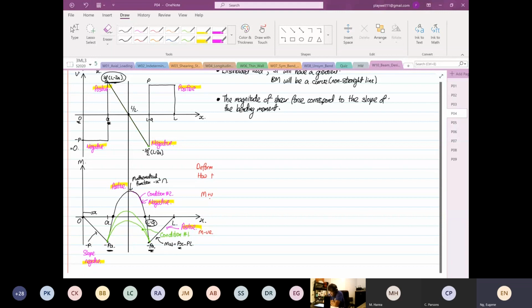So now, from here, where am I going to go? What else can you observe? Anyone? What else can you observe? The magnitude of the shear affects the slope of the bending moment. So yeah, you're partly right. So the thing is this.